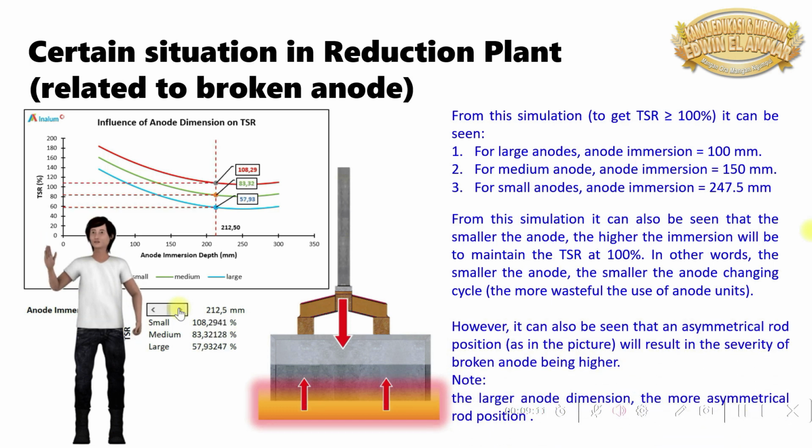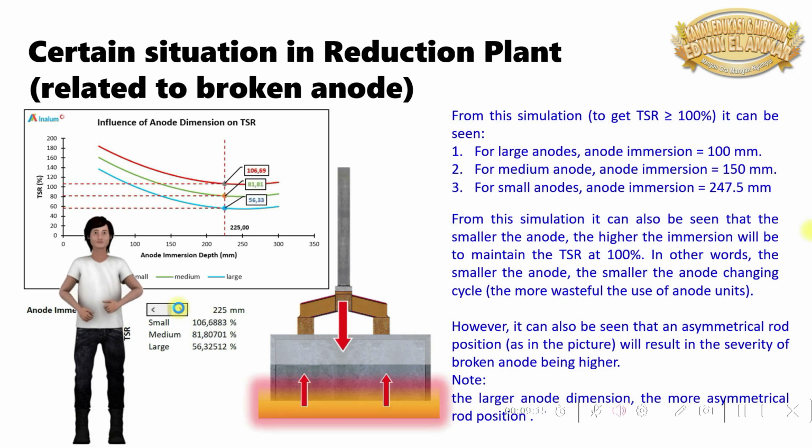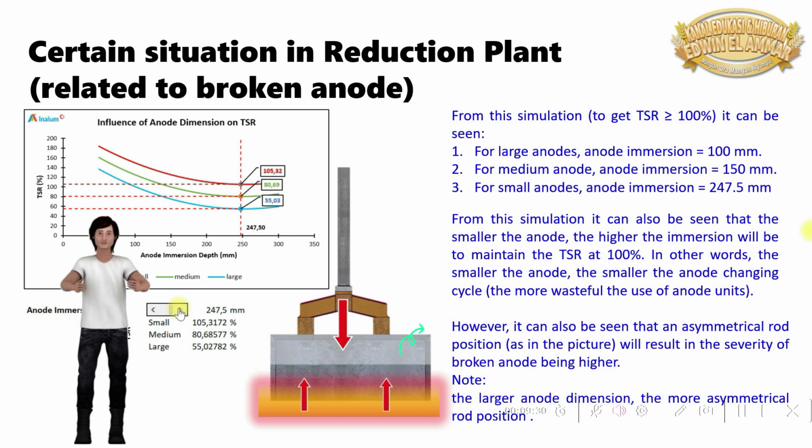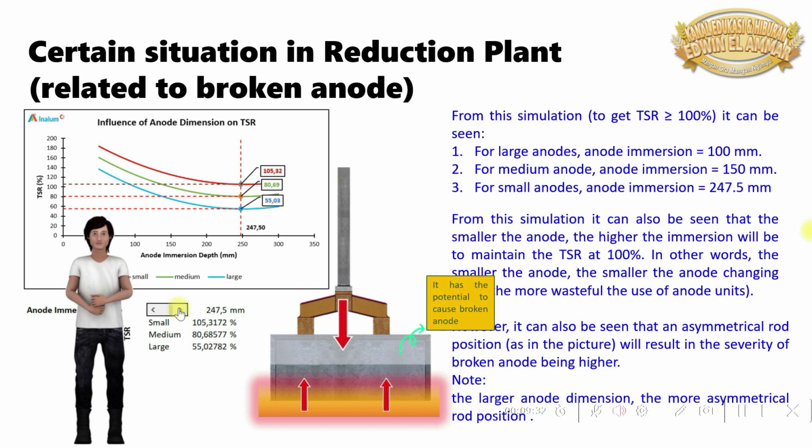However, it can also be seen that an asymmetrical rod position, as in the picture, will result in the severity of broken anode being higher. Note: the larger the anode dimension, the more asymmetrical the rod position. It has the potential to cause broken anode.